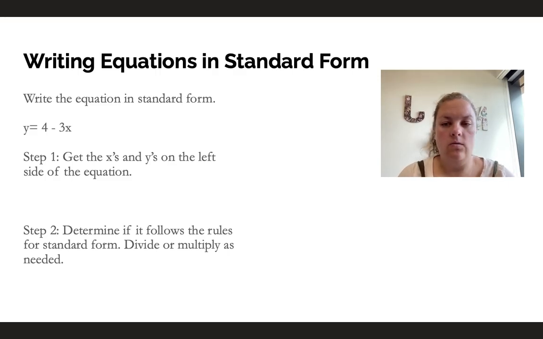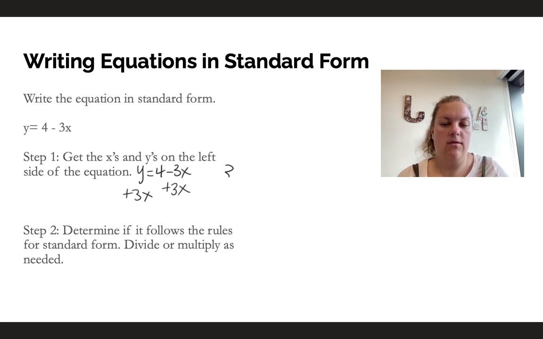So now we are going to take an equation that is written in a different form and write it in standard form. So our first goal is to get the x's and the y's on the left-hand side of the equation. So I have y equals 4 minus 3x. I need to move the 3x to the other side, and I'm going to do that by adding. That's going to give me 3x plus y equals 4. I moved it right to the front.